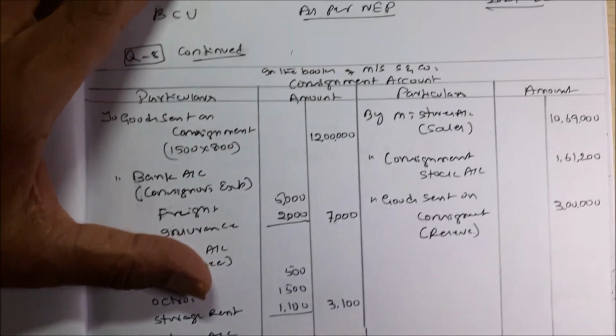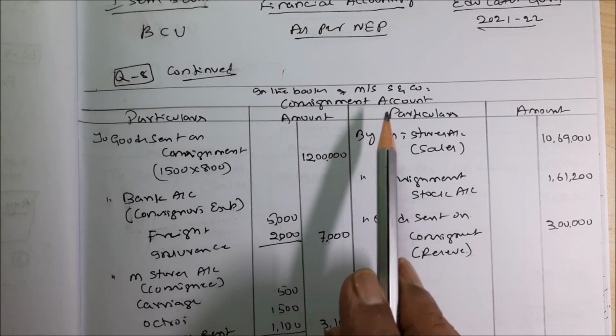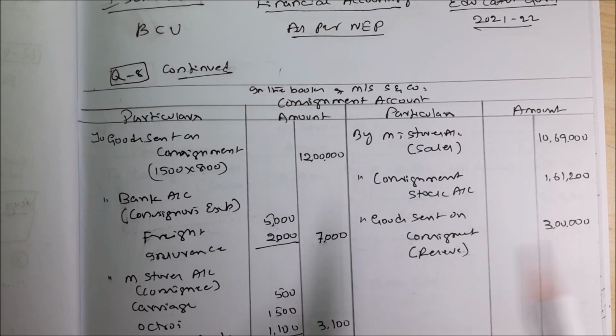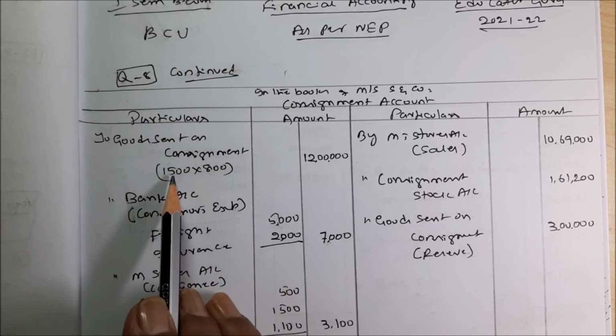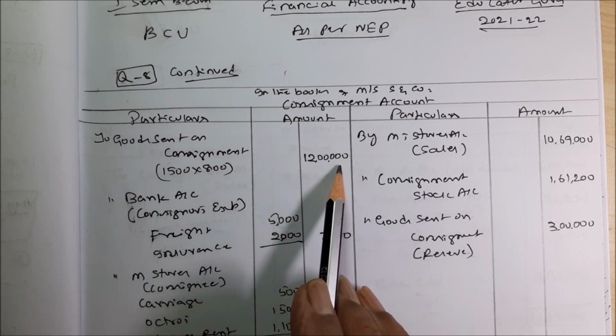Now you have to prepare the consignment account in the books of Messrs. S and Company. Very simple. Every calculation has been done; you are just putting it into the account format. To goods sent on consignment, 1,500 into 800, that is 12 lakh.